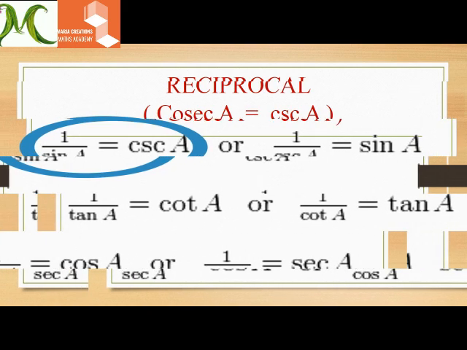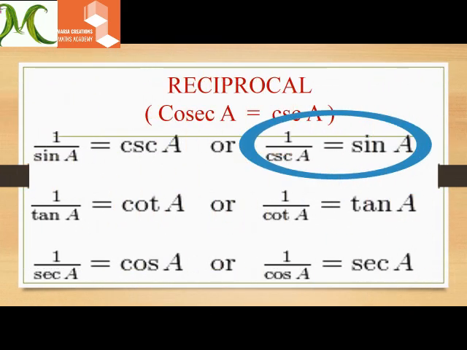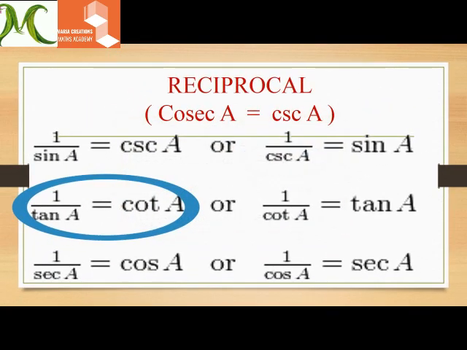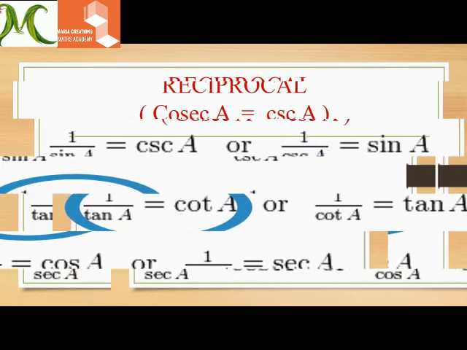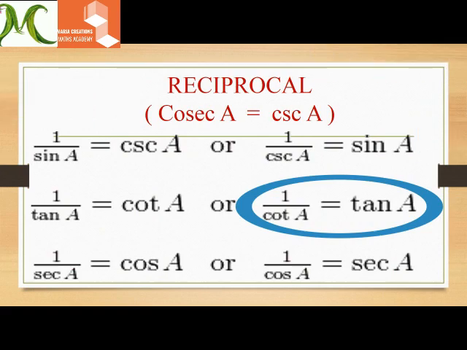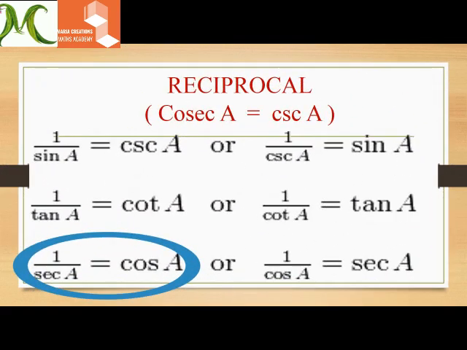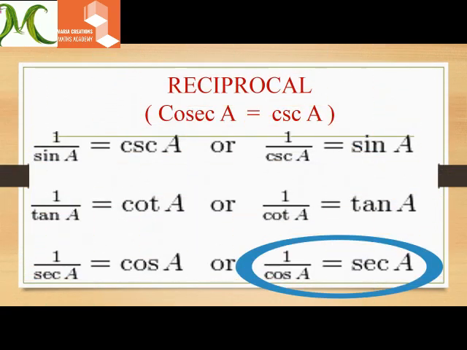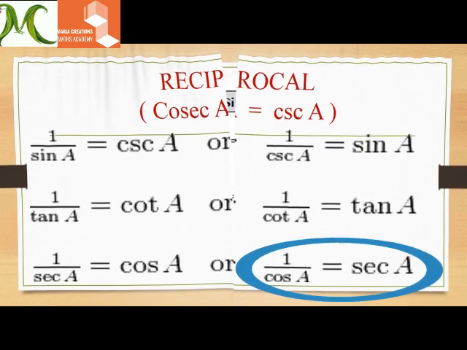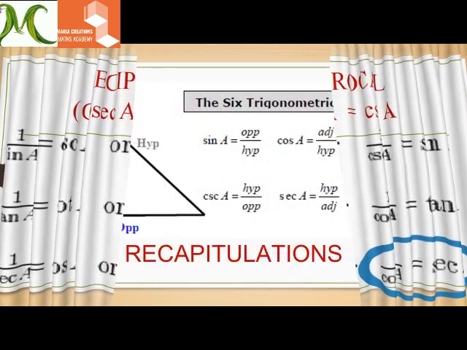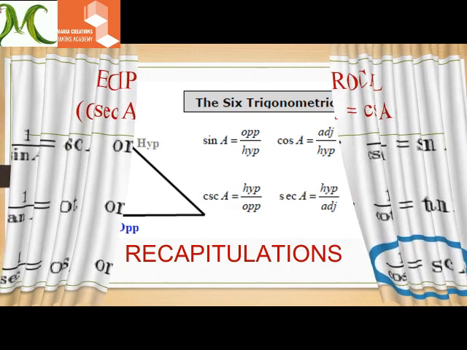The short form of cosecant A may also be written as cscA. Hence, 1 by sin A is equal to cosecant A, or 1 by cosecant A is equal to sin A. 1 by tan A is equal to cot A, or 1 by cot A is equal to tan A. 1 by secant A is equal to cos A, or 1 by cos A is equal to secant A. So far we have learnt 6 trigonometric ratios.